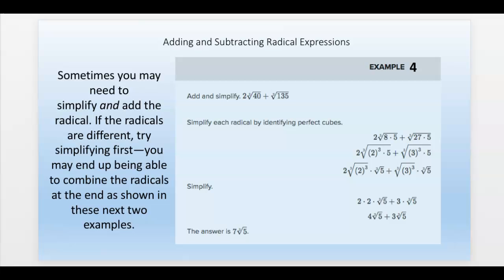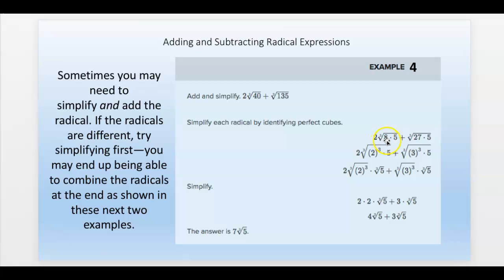You know, sometimes you may need to simplify and then add the radicals. If the radicals are different, try simplifying first. You may end up being able to combine them. All right, let's look at these two examples. This says the cube root of 40 and the cube root of 135.